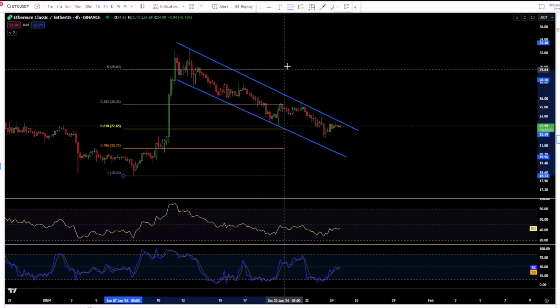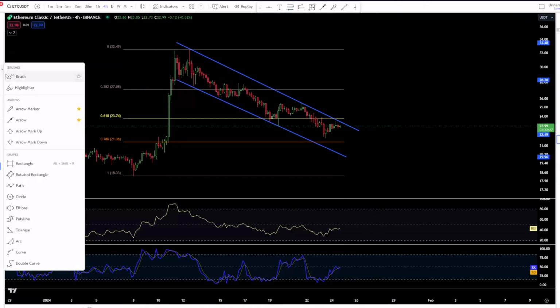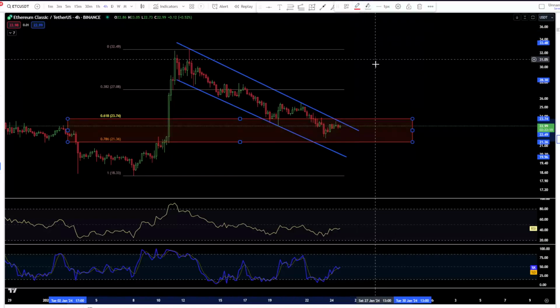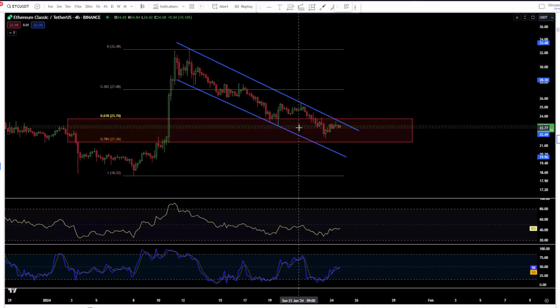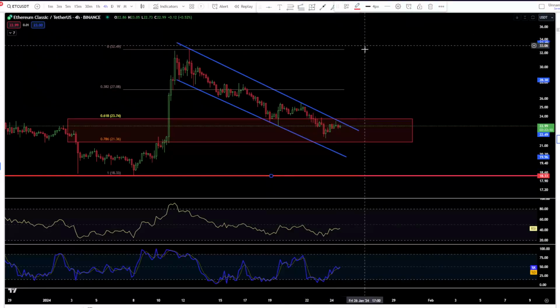Further, when we unfold the fib retracement mesh, we will be able to determine the support zone from $23.74 to $21.36. When the zone is broken, the next support is at $18.33.